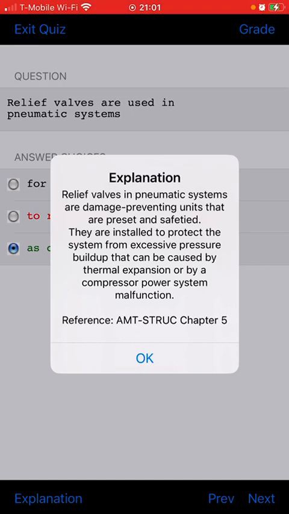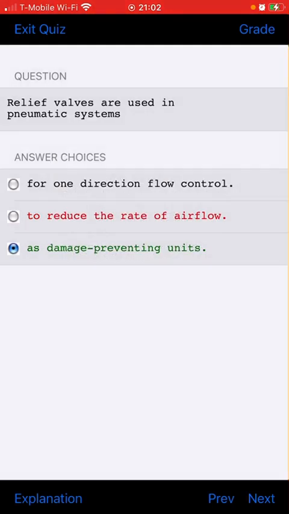Look at the explanation. The relief valves in a pneumatic system are damage preventing units that are preset and safetied. They are installed to protect the system from excessive pressure buildup that can be caused by thermal expansion or by compressor power system malfunction. The damage preventing unit.